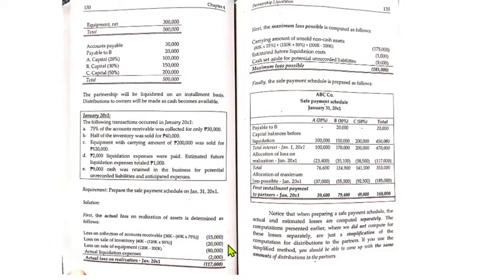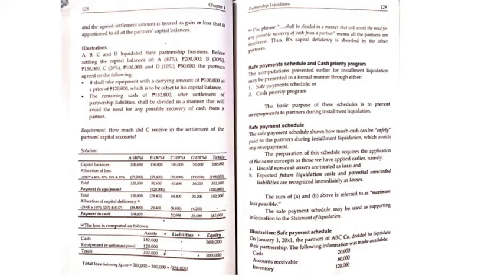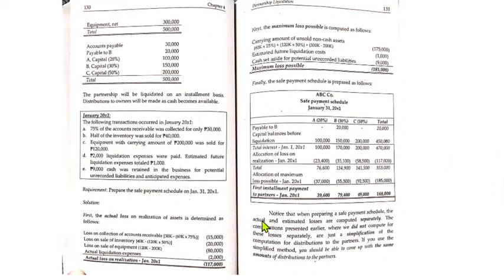Next, half of the inventory was sold for 40,000. Magkano ba ang total inventory? Ang total inventory ay 120,000. Kung kalahati daw niyan ay 60,000. So, 120 times 50% or 120 divided by 2, 60,000. Siya ay nabenta ng 40,000. So, therefore, merong loss na 20,000. Next, equipment na may carrying amount na 200 na benta ng 120. May loss ba? Yes, 80,000.